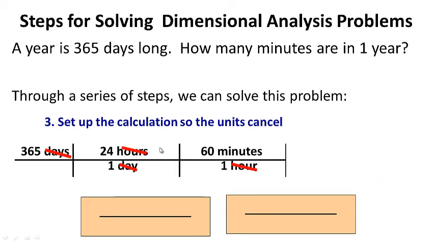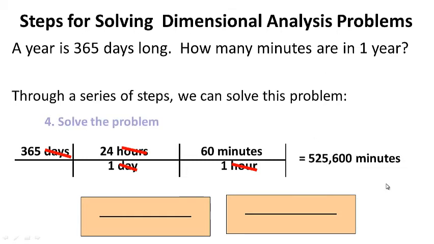Whatever isn't canceled out should be what the question is asking for. In this case, minutes, which is correct. How many minutes are in a year? And step 4, solve the problem. So 365 times 24 times 60, all divided by, think of this as a big division line, divided by 1 times 1 gives us 525,600 minutes in a year.